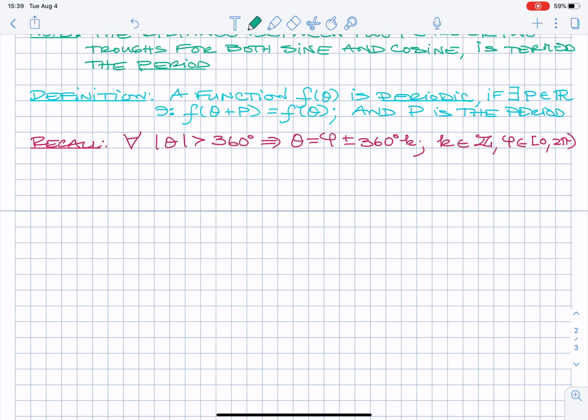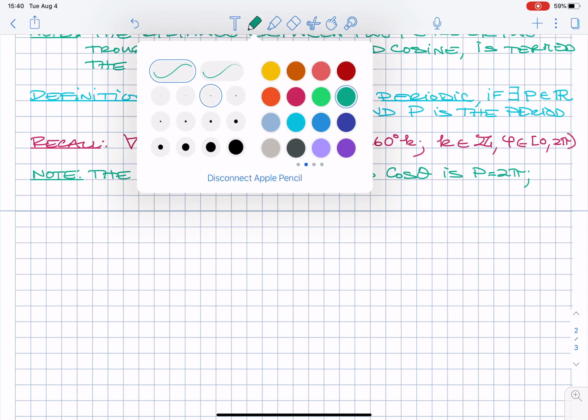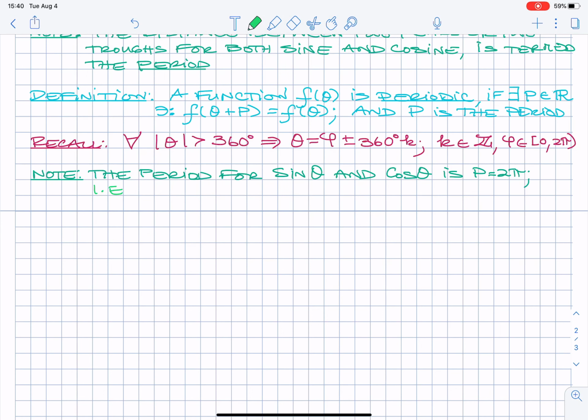And we'll reiterate. So note the period for sine theta and cosine theta is P equals 2 pi, that is, full circle. So you need to go full circle to repeat the periods for sine and cosine.